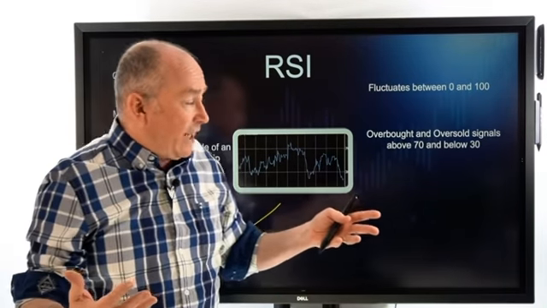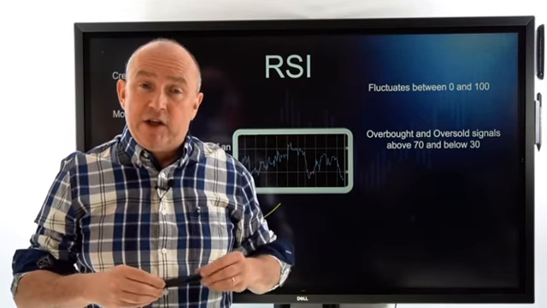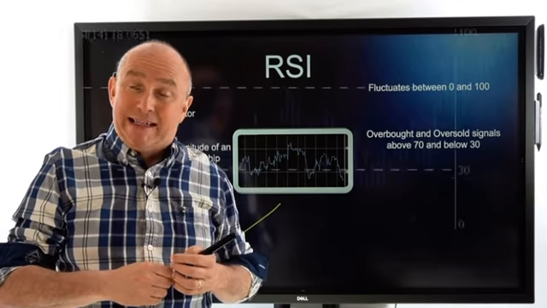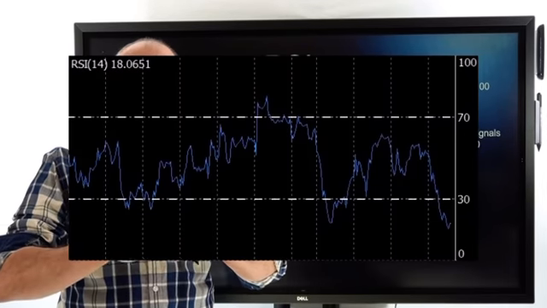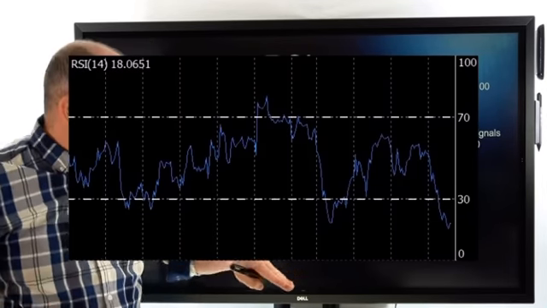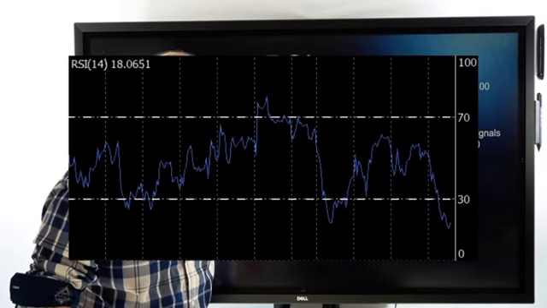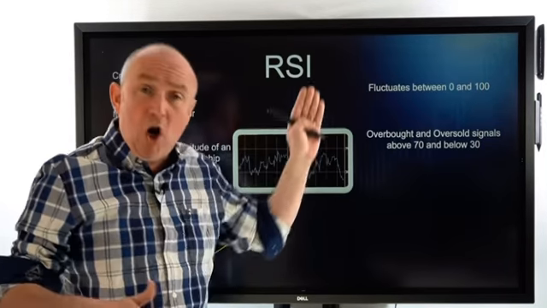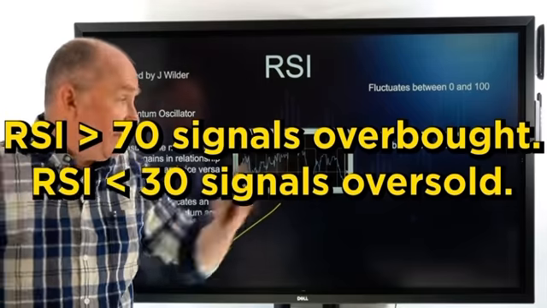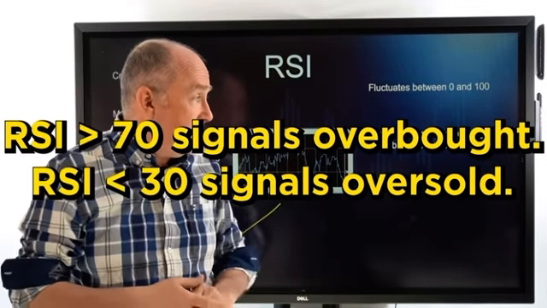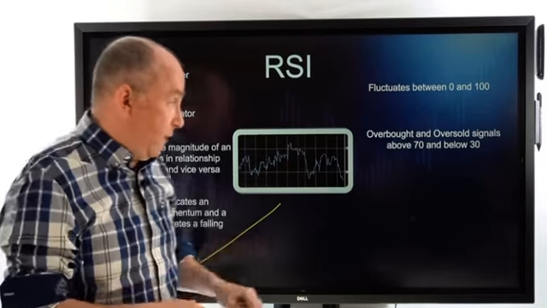But the way we use the indicator, or the way that the analysts, traders use the indicator, is that they have bands. They have bands where markets are considered to be oversold and overbought. So the key levels that we look at are 70 and 30. Anything over 70 is overbought, in theory. Anything below 30 is oversold, in theory.